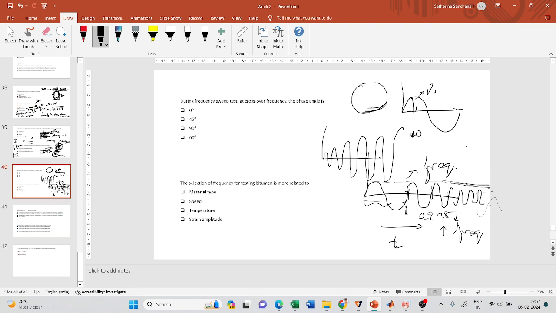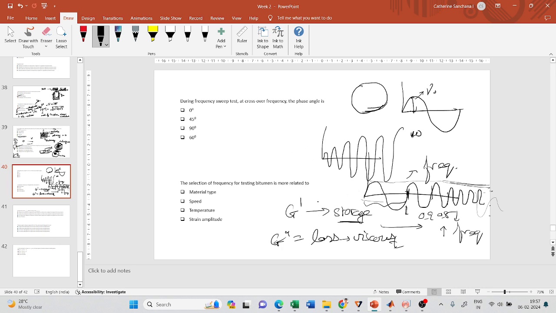Now, when I perform a frequency sweep test, you know that G dash, or G prime, represents the storage modulus or the elastic component, and G double dash represents the loss modulus or the viscous component, right? This storage modulus can be understood better when we go to the time temperature superposition principle.